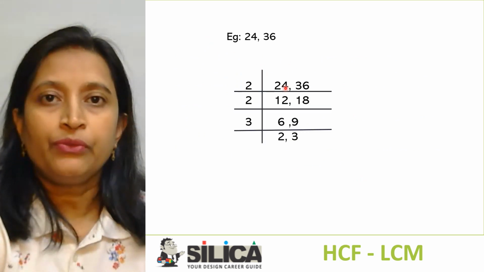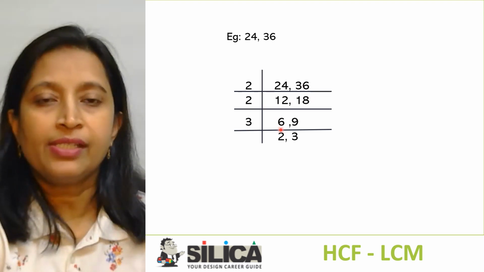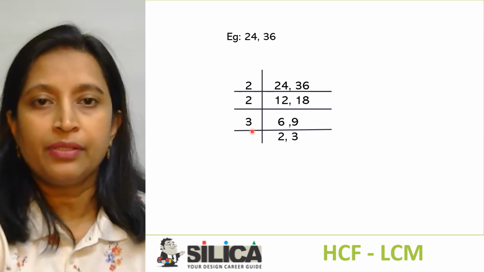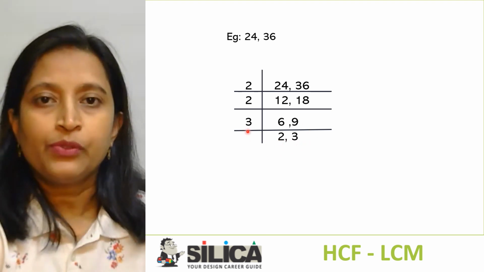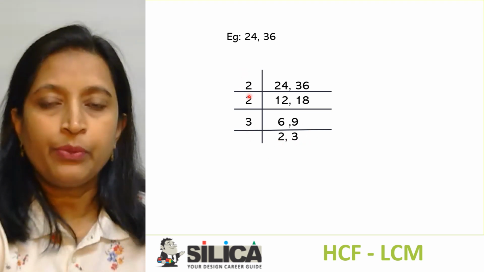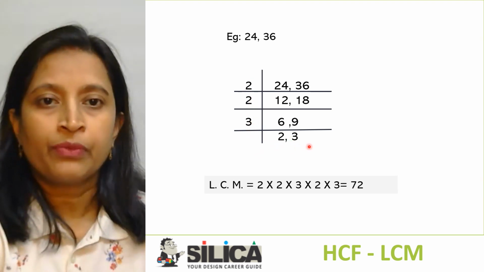For example, 24 and 36. We divide first by 2, we get 12 and 18. Again we divide by 2, we get 6 and 9. Again we divide by 3, we get 2 and 3. Now we are not able to divide by any number. So the LCM will be the product of all the divisors on this side and the undivided numbers. So the LCM will be 2 into 2 into 3 into 2 into 3, that is 72.